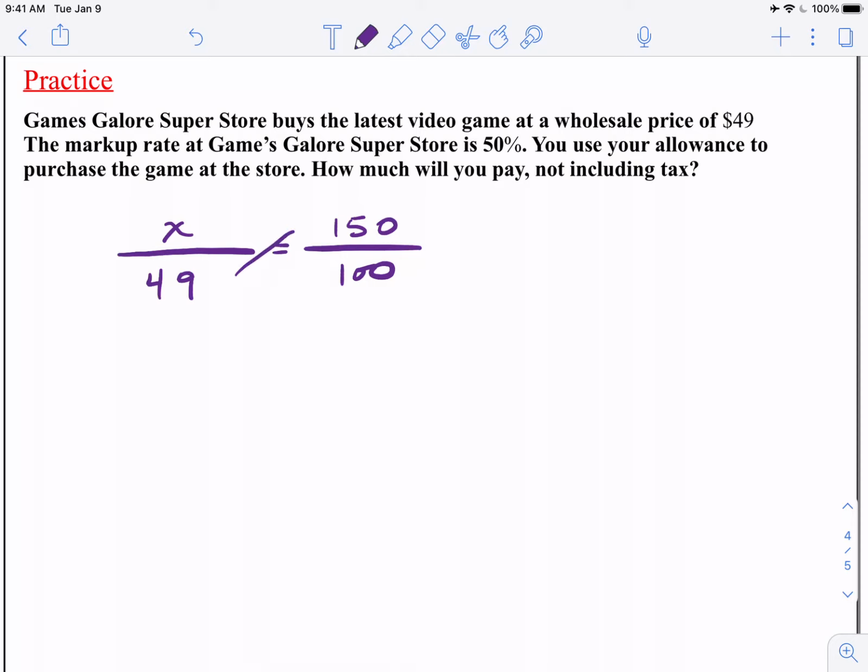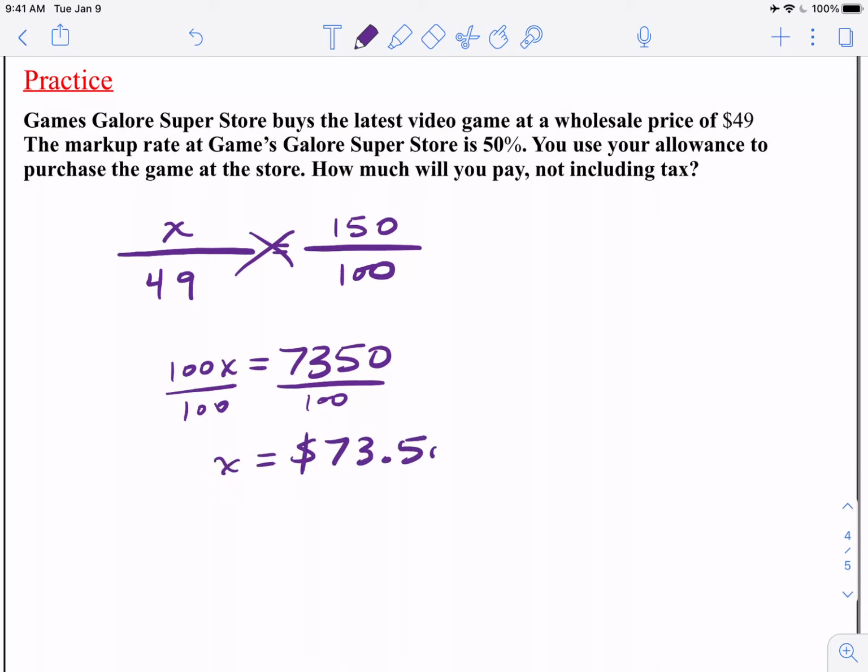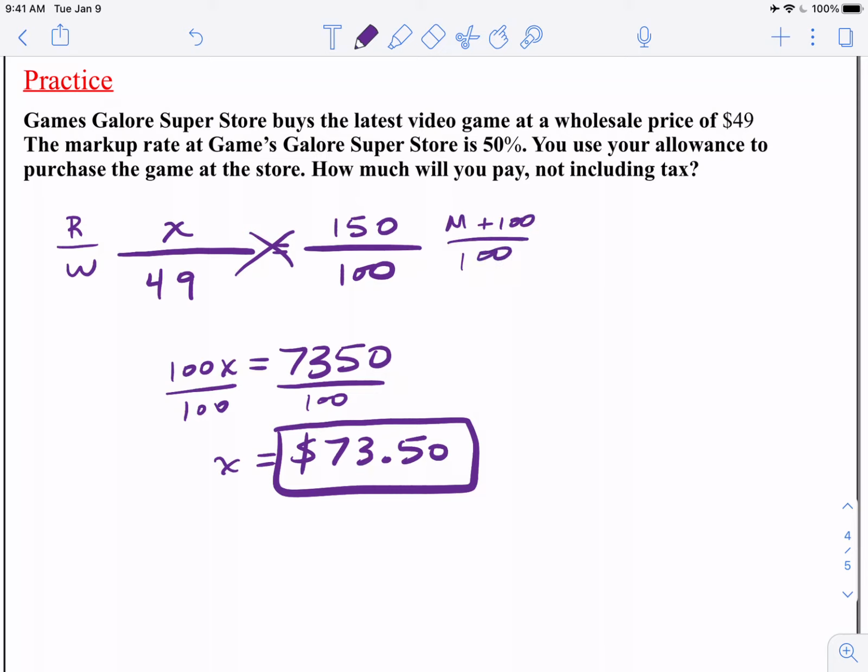And now we cross multiply. We're going to get 100x. 150 times 49 is going to be 7350. And we divide both sides by 100, moving that decimal 2 places over to give us an answer of $73.50. So just to recap here, we have our retail price, our wholesale price. We have the markup plus 100, and obviously this is always going to be kind of locked in our 100 in the denominator.